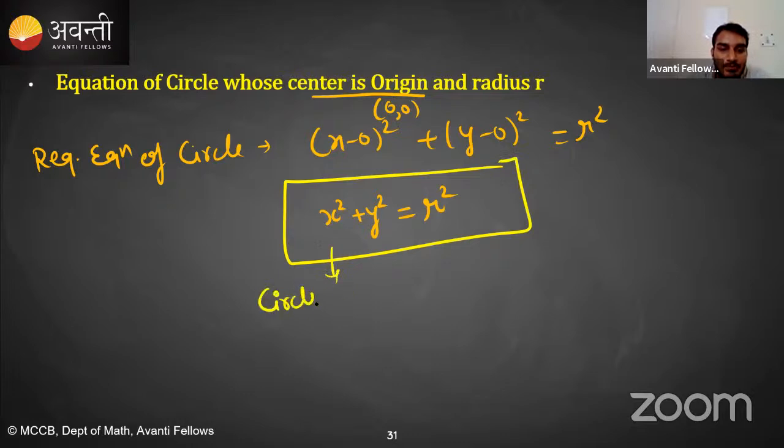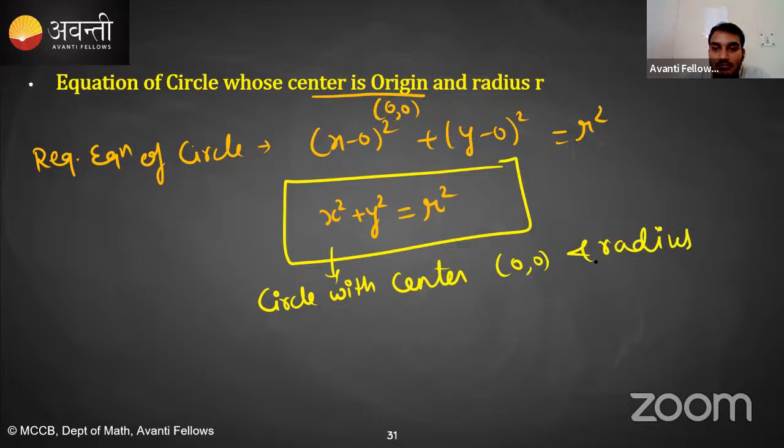Circle with center 0, 0 and radius r. Okay. Is this clear everyone? Clear? Tell me quickly in the chat box. Is this clear? Any doubt so far? Okay. So if there is no doubt, then let's proceed.